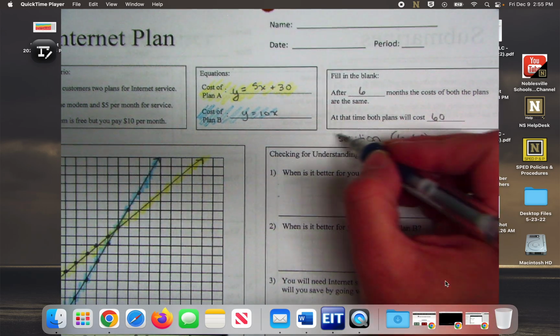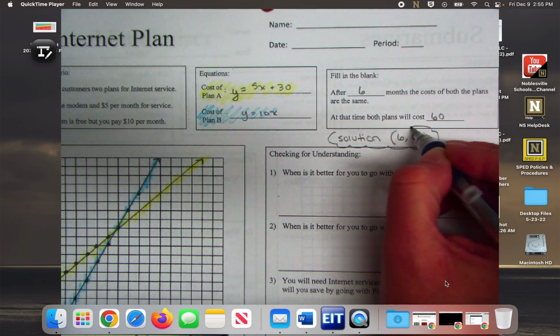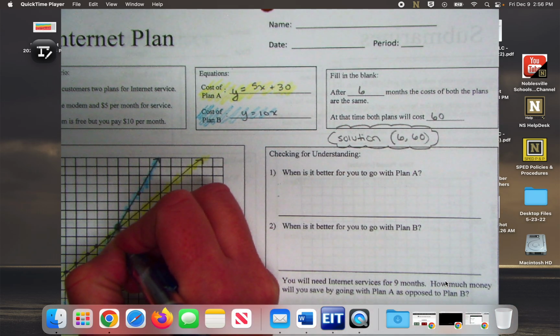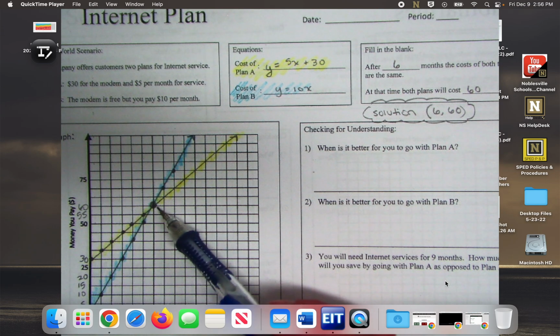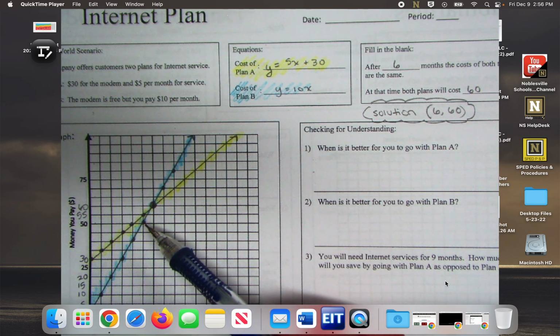It doesn't ask you for that specifically, but I want you guys to understand that's what that stands for. That's where the two lines intersect. So that's the solution to my system. And now we're going to analyze this.